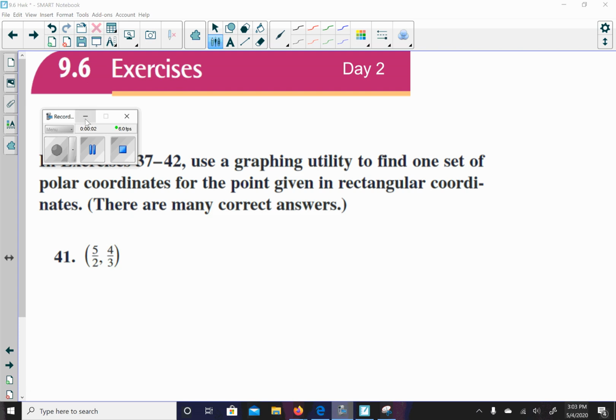Hello, this is Mrs. Ward, and I am going to explain the second half of the assignment for section 9.6, which is polar coordinates. So we're going to start with number 41. And 41 says use a graphing utility to find one set of polar coordinates for a point given in the rectangular coordinates. So there are many correct answers.